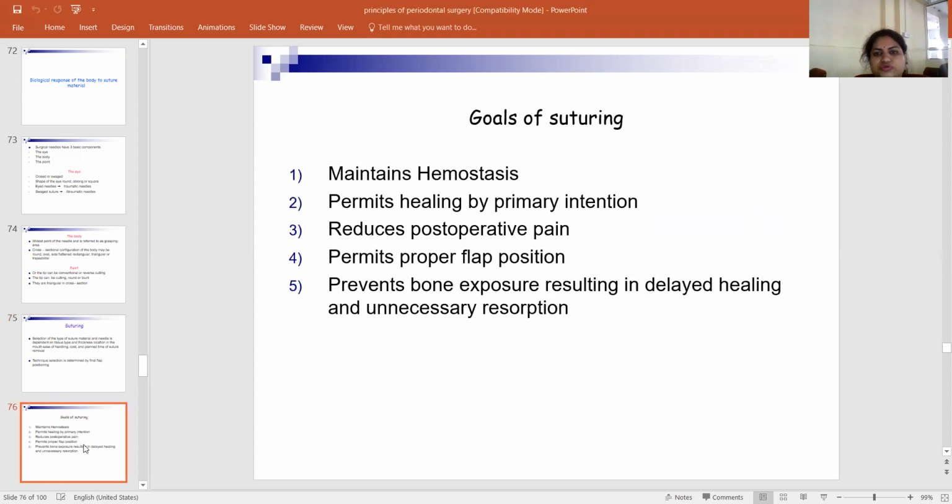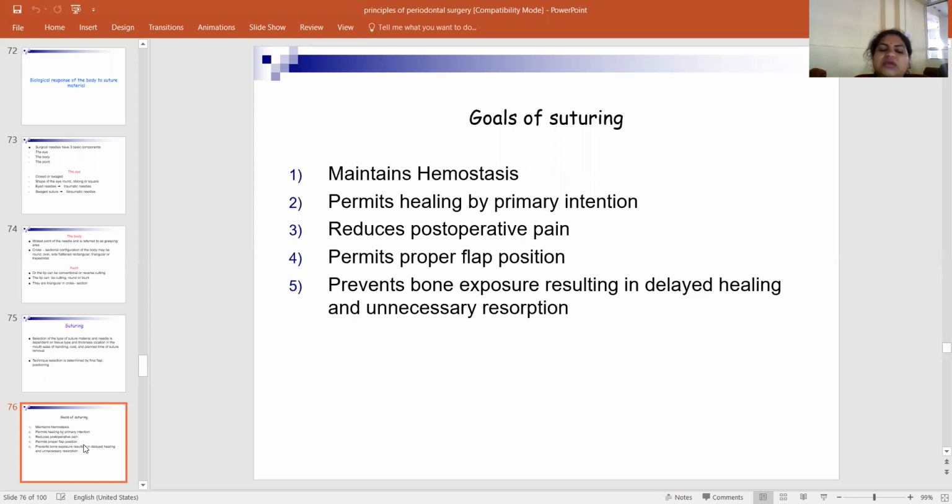So what are the goals of suturing? See, this is very important. First goal, the most important goal of suturing, is hemostasis. Hemostasis means control of bleeding, and sometimes ligating an artery with the suture material also helps to control the hemostasis. So the first important thing is hemostasis, to control bleeding at the surgical site.